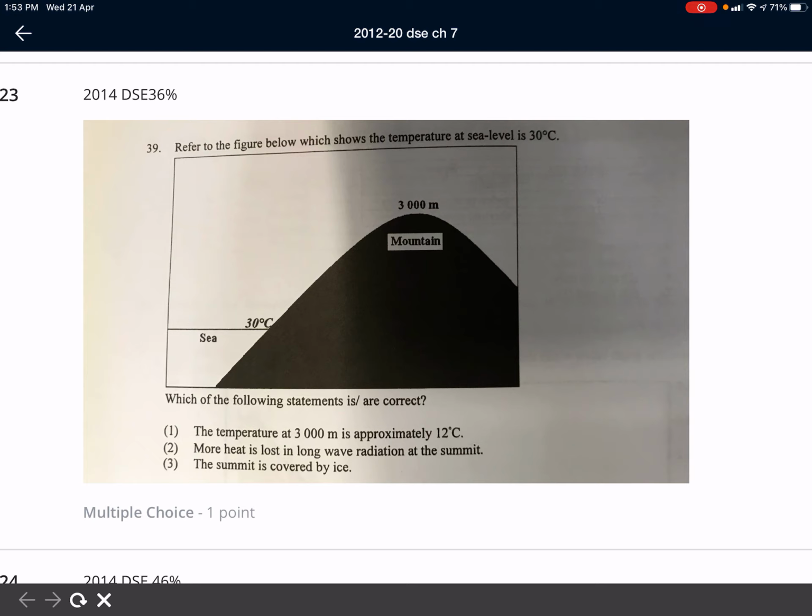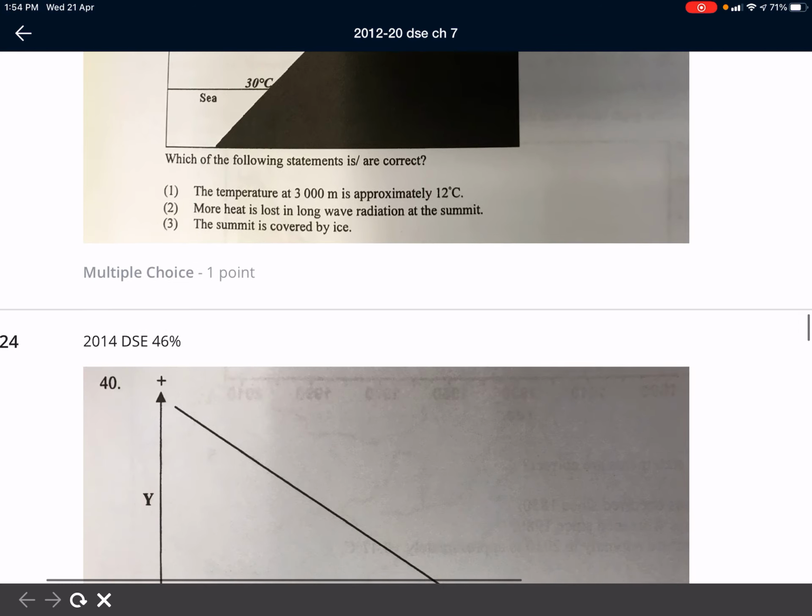Most of the heat in long wave radiation is lost at the summit. Also true, because why is it cooler in the mountain? Because the air is less dense, and then more heat is lost. The summit is covered up by ice. Not true, because number 1 and number 3 have some logical inconsistency. Either one should be correct. If you think number 1 is correct, then number 3 should be wrong. This is a usual situation that you can deal with in the MC.